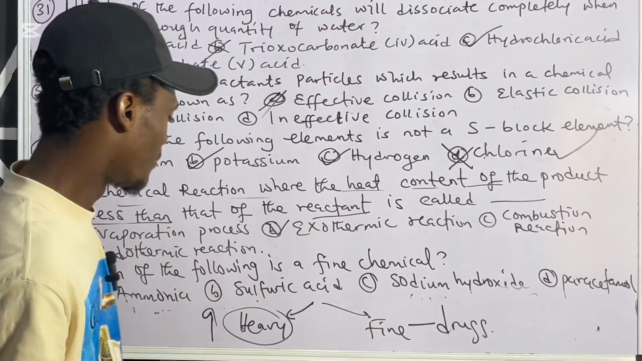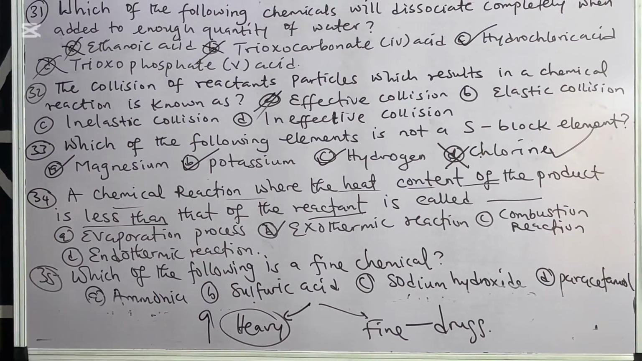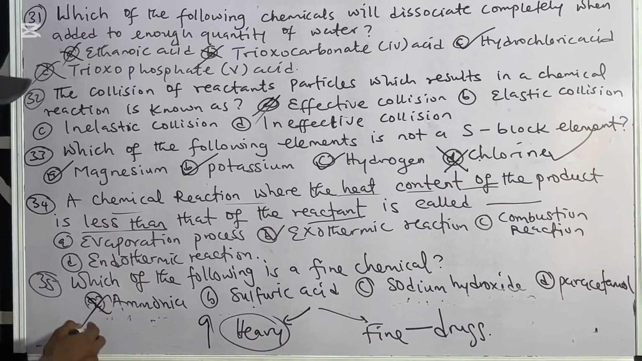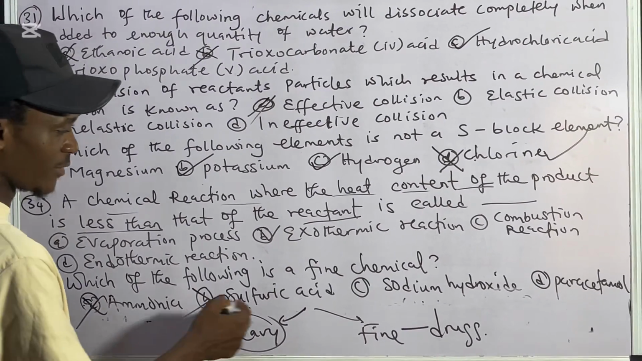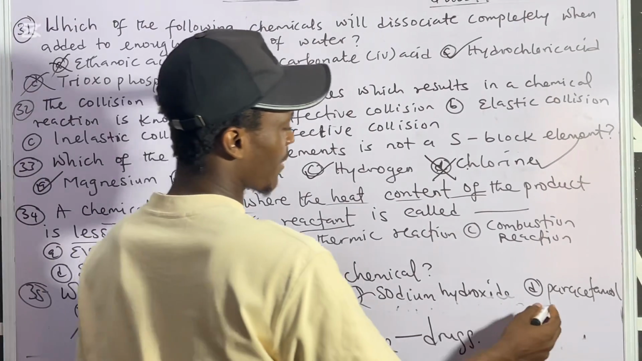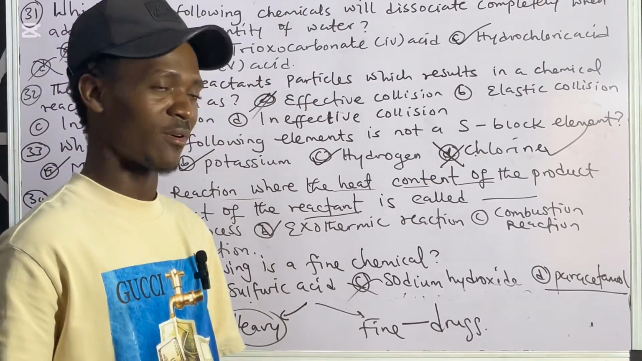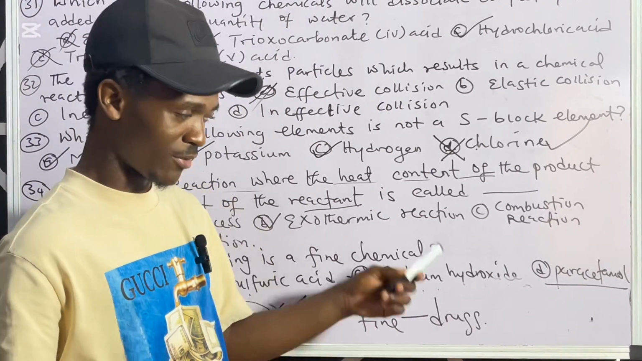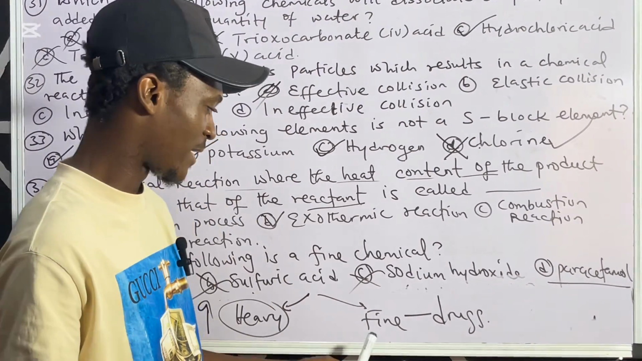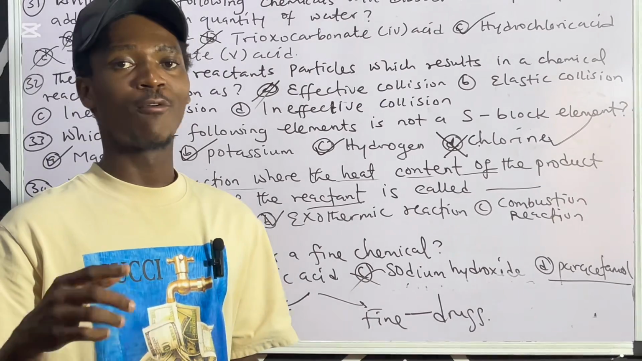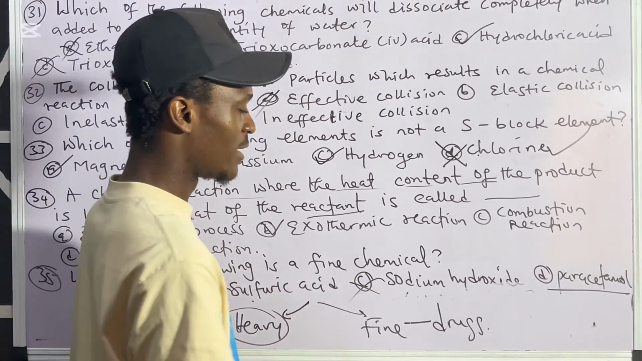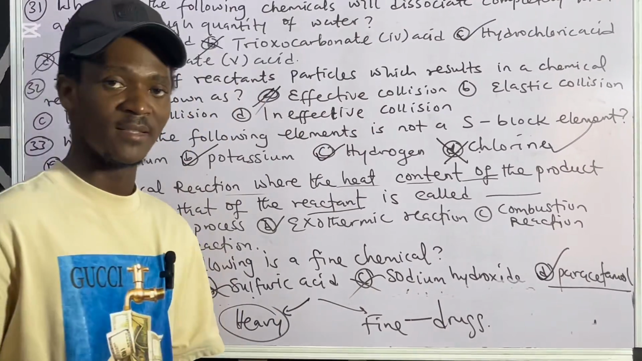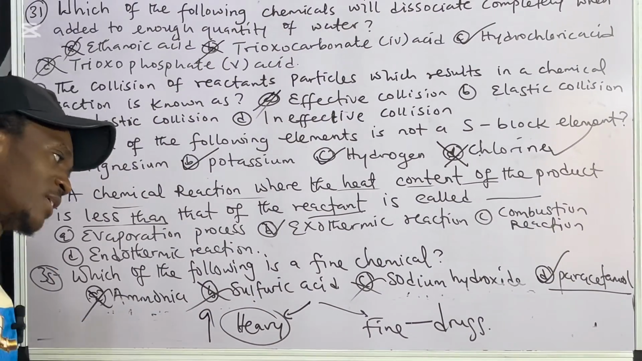So they said which of the following is a fine chemical? This is not, because it is an inorganic compound. Then paracetamol contains organic compounds, which is a phenolic group. Of course, paracetamol is a drug, and like I said, fine chemicals are often used in drug production. So D becomes the answer. All right, so take note of that.